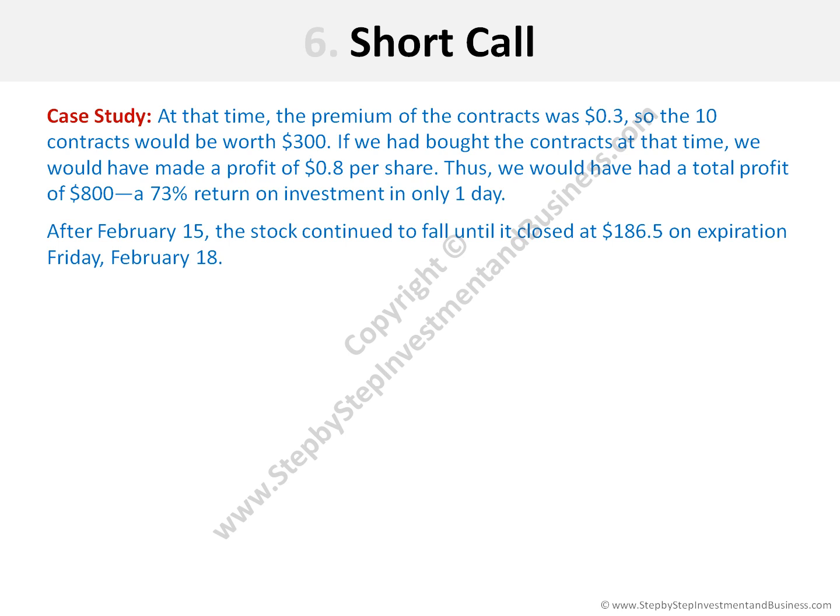If we had bought the contracts at that time, we would have made a profit of 80 cents per share, because we had sold at 1.1. Thus, we would have had a total profit of $800, making a 73% return on investment in only one day. After February 15, the stock continued to fall until it closed at $186.5 on expiration Friday, February 18.